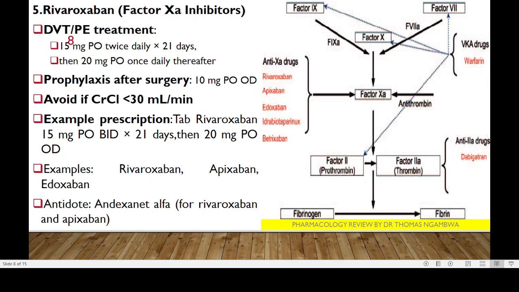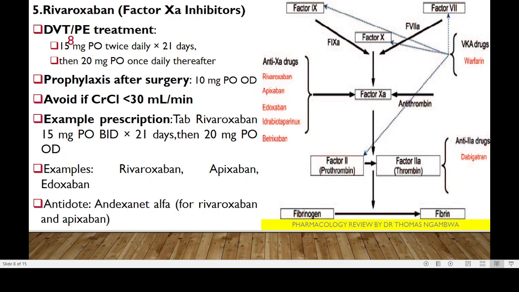The next group of drugs are referred to as factor 10 activated inhibitors. If you are treating a patient with DVT or pulmonary embolism, you could give 15 milligrams per oral twice daily for 21 days, then 20 mg once daily thereafter. It can also be used for prophylaxis after surgery, where you give 10 milligrams per oral OD. This drug should be avoided in patients with creatinine clearance of less than 30 mL per minute.